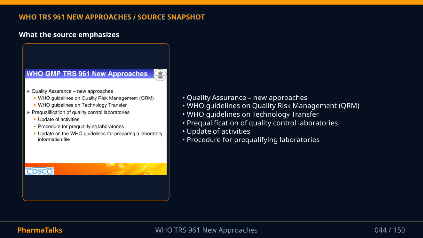There's also an important focus on the pre-qualification of quality control laboratories, which means these labs must meet stringent standards before they can be recognized officially. The slide also mentions updates to ongoing activities and the procedures for pre-qualifying laboratories, ensuring that quality control remains robust and reliable. These measures collectively aim to strengthen overall pharmaceutical quality systems and safeguard public health.